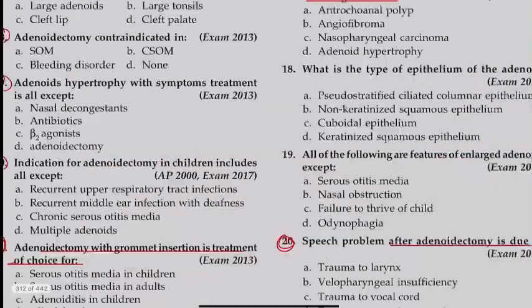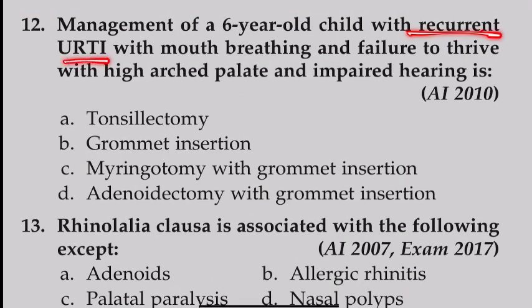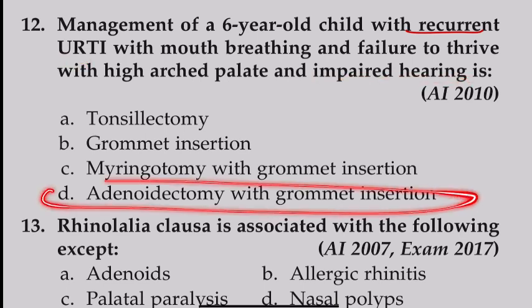Now moving to our next question. The management of a 6-year-old child with recurrent URTI, mouth breathing and failure to thrive with high arch palate and impaired hearing. Here it is talking about adenoid hypertrophy, right. That is adenoidectomy with grommet insertion. Can we do it here? I think we can, because the child is suffering from URTI and impaired hearing also. So adenoidectomy with grommet insertion.